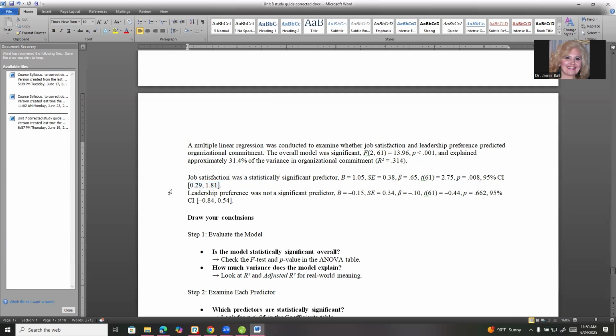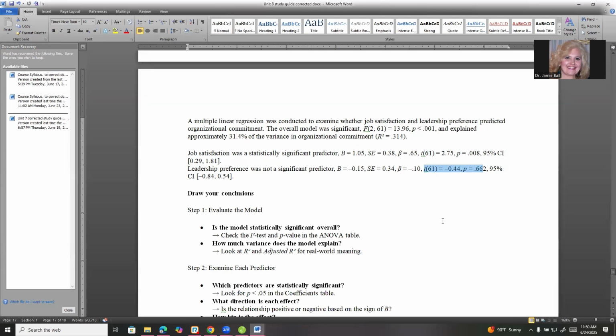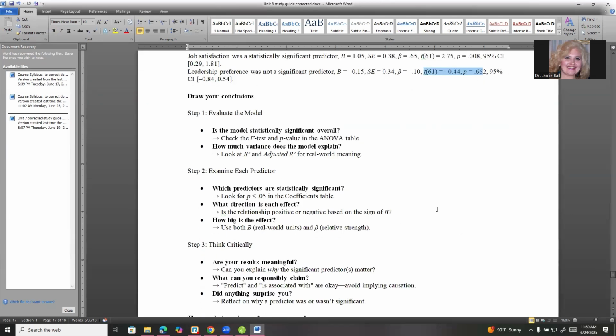And I will do the same thing for leadership. But remember, leadership was not a significant predictor. P was greater than 0.05. But I'm going to report it the same way. Now that I have my results and I've explained them, it's time to draw my conclusions. So here are some considerations.